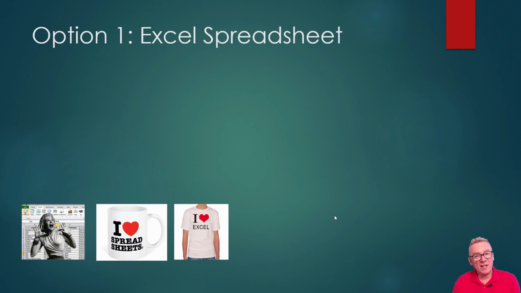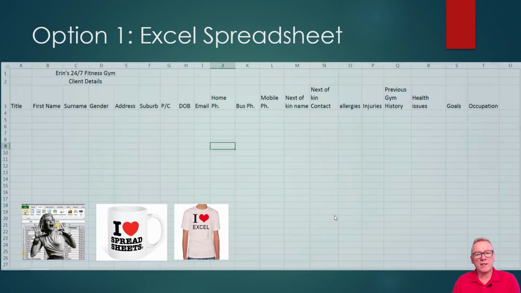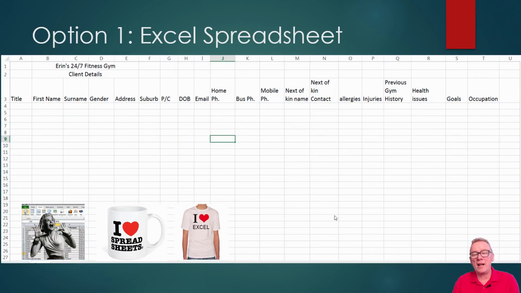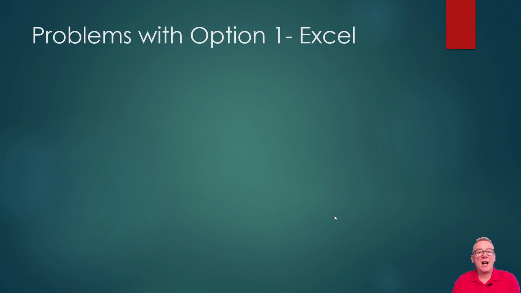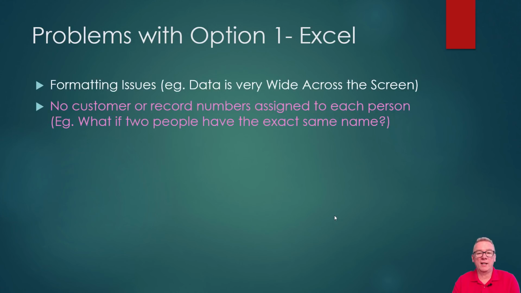Now, people love Excel. They've used Excel and they love Excel, and Excel's great. We could set up all the columns we need for that information and we could type it in for each person. There are some problems though with trying to use Excel for a business solution like this. For one thing, the data is very wide across the screen there. We've got a lot of different items we're storing about the customer. And what if two customers have the same name that have joined up? How are we going to tell whose is who?